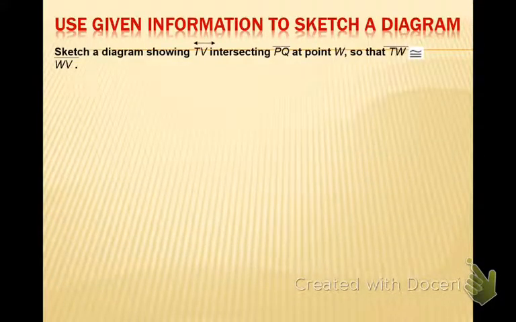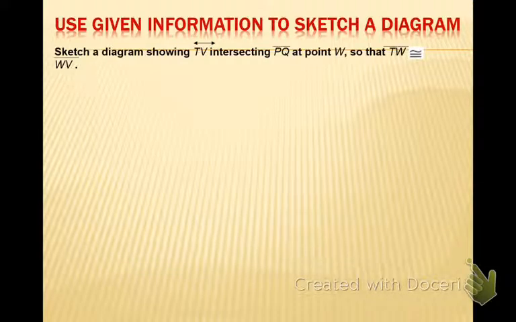Okay. You need to be able to sketch this stuff. All right? So if we want to sketch a diagram showing line TV intersecting segment PQ at point W so that segment TW is congruent to segment WV. Okay? It's a lot of stuff there.